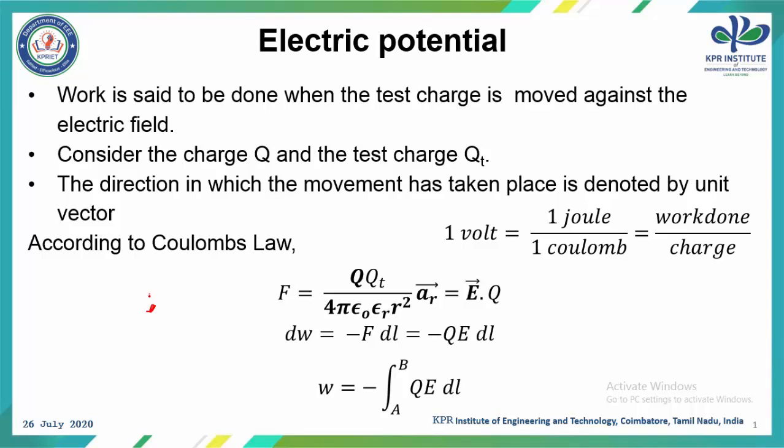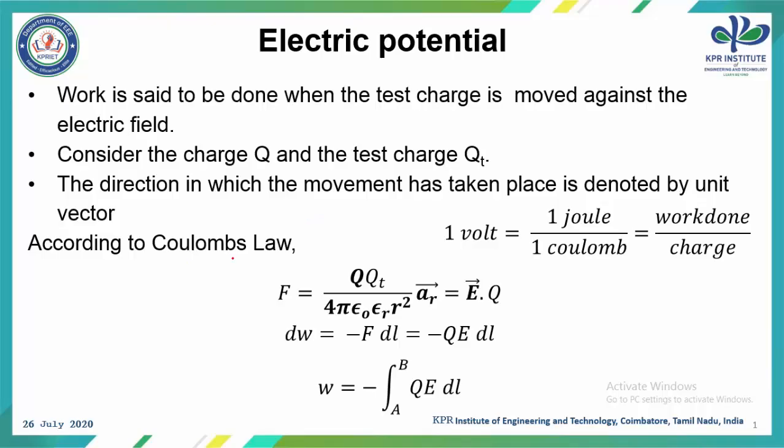This is a charge Q. The flux will be radiating in all directions, and you have the test charge. The test charge is Qt. Now the test charge is moving against the field, and that is called work done. Here Q is a charge and Qt is the test charge. The direction in which the movement has taken place is denoted by a unit vector.